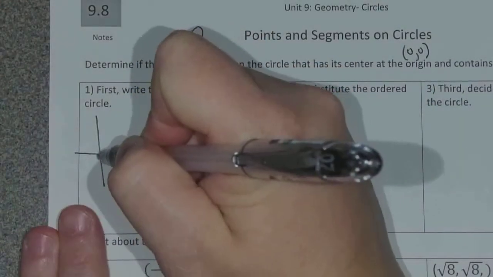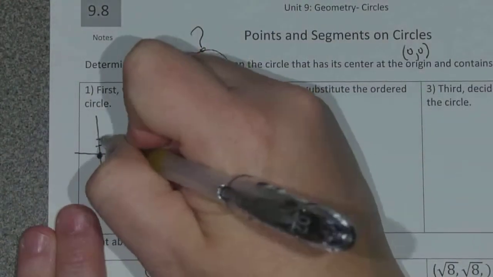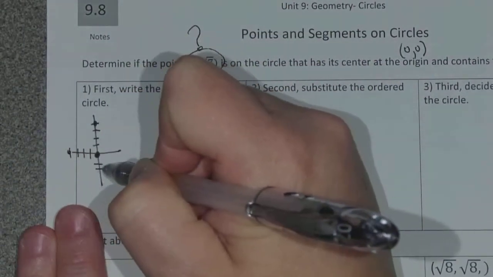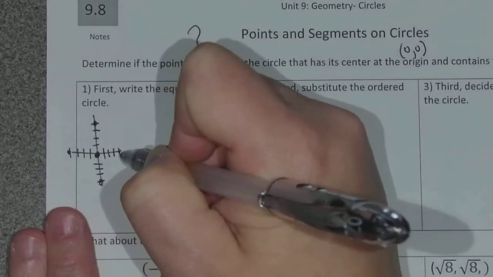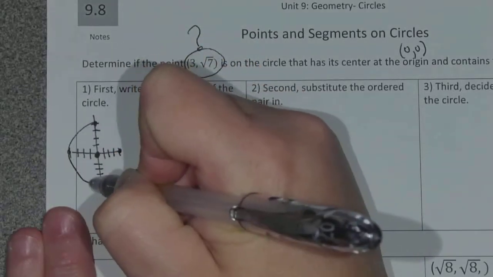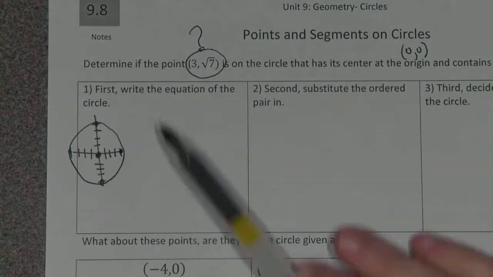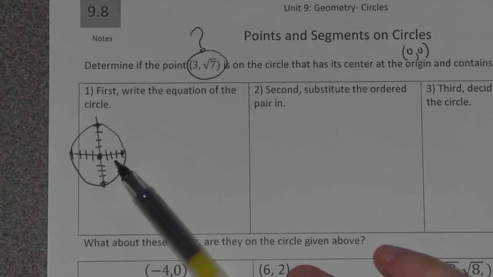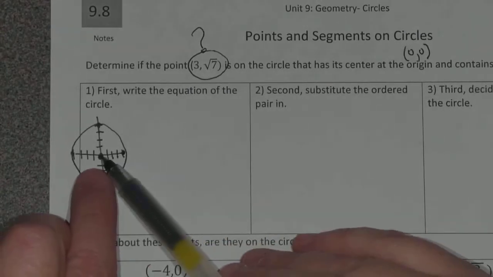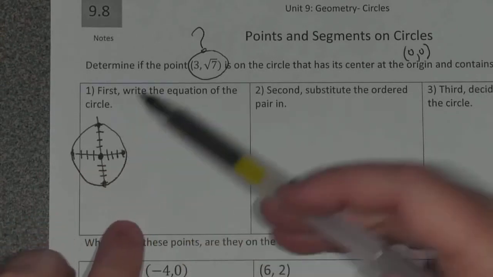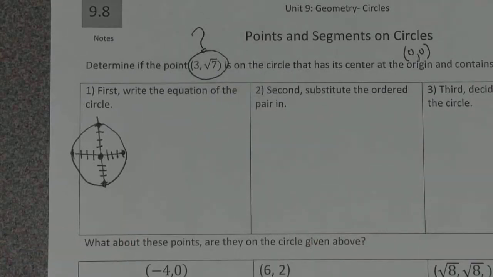So if my center is at 0, 0 and it contains the point 0, 4, then I also know it's over here at 4, over here at 4, and over here at 4. So my circle goes through these ordered pairs, right? So the question is, is this ordered pair on that circle? Well, it would be kind of hard to look at it and see, am I over 3 and up 2.5? Is it on my circle? It could be, right? How could we know for sure? We could write the equation and substitute it in, okay?